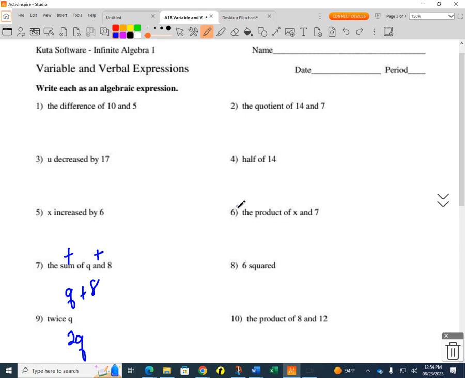Sorry? So the word half, isn't that a half? So it's just half of 14. So "of" is multiplication, remember? Half of 14. So 1/2 times 14.